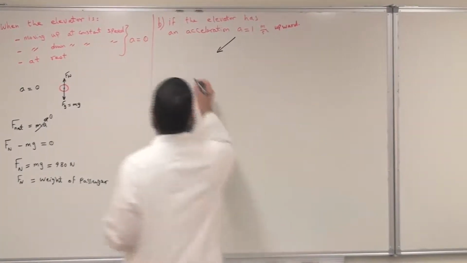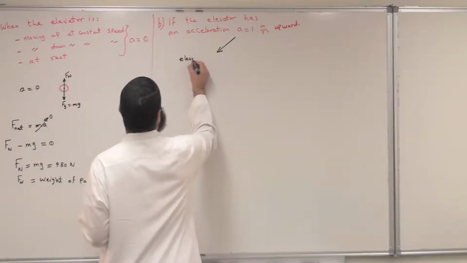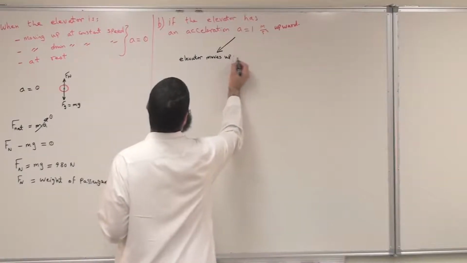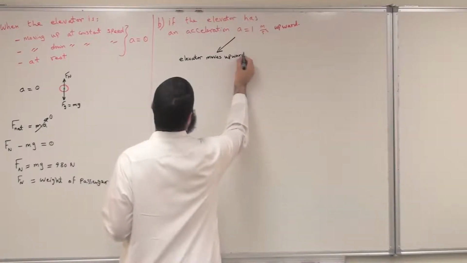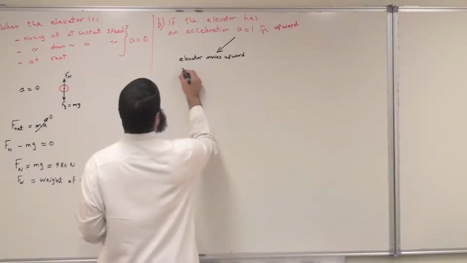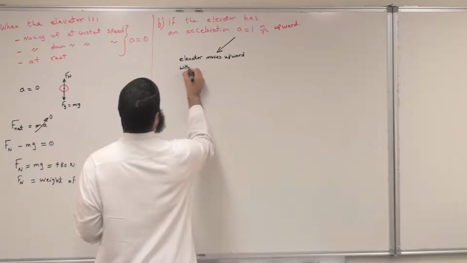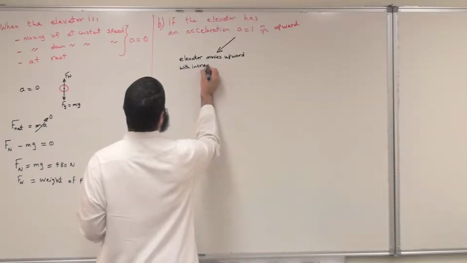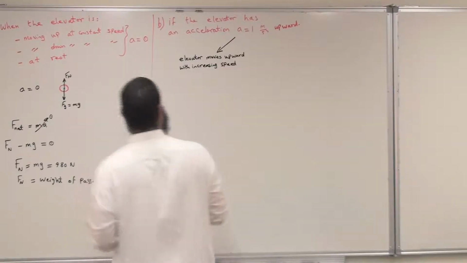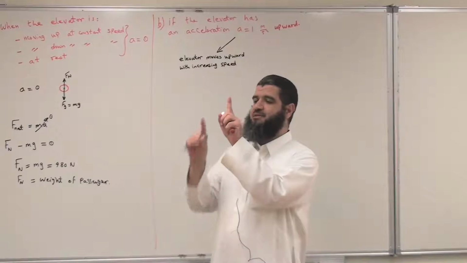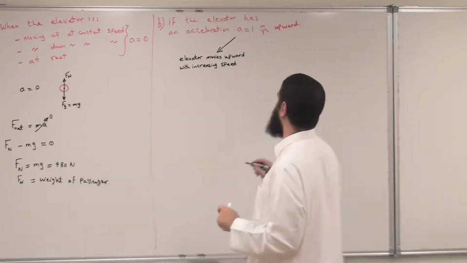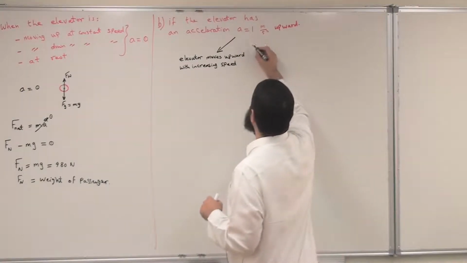First of all, the elevator moves upward. Okay, so the velocity is upward, and the speed is increasing. So the velocity is upward and the acceleration is upward, and you will have the speed increasing with time. Okay, so this is one situation.